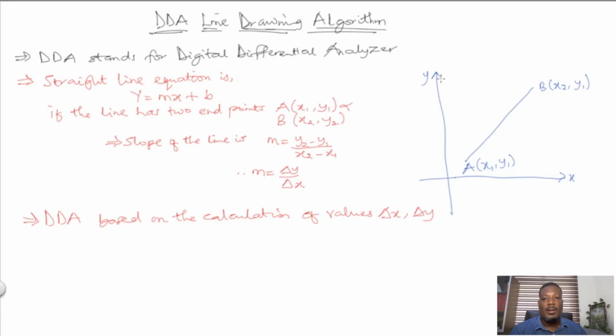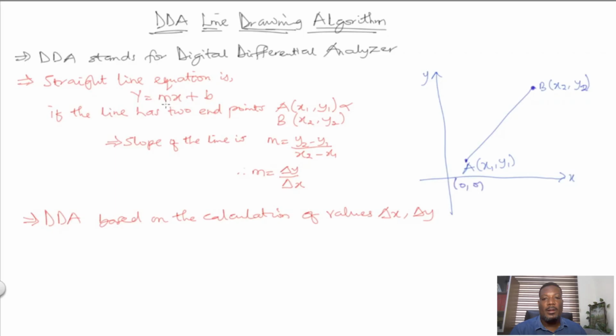Now let's take the xy plane as you can see here. From this point we have point A, which is represented by the coordinates x1, y1, and point B, represented by the coordinates x2, y2. And of course, here is the origin of the Cartesian xy plane. The straight line equation is of the form y equals mx plus b.